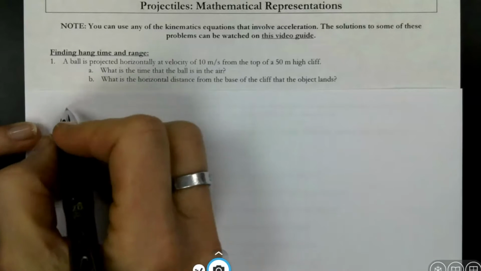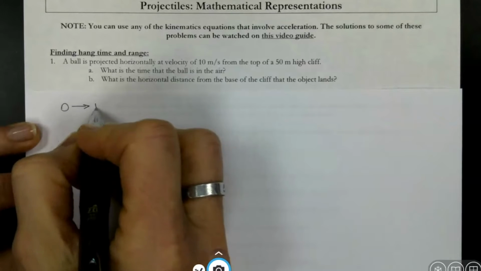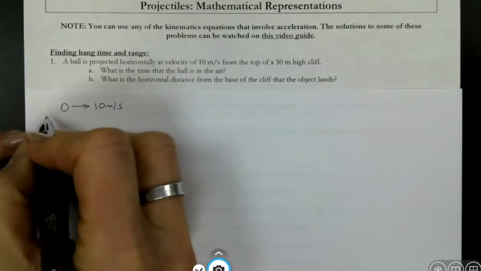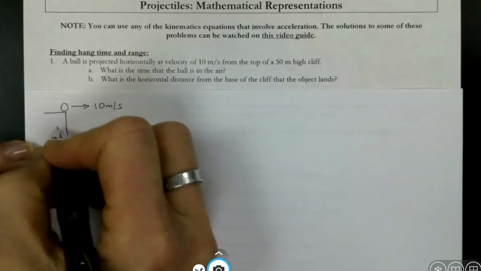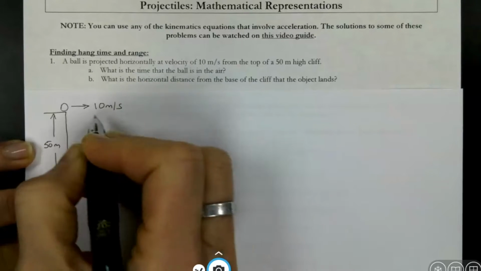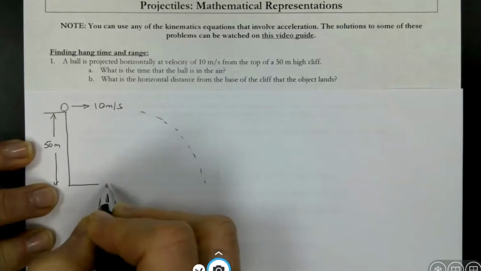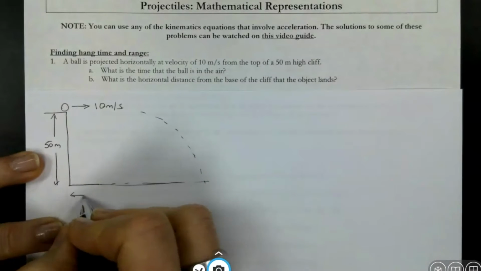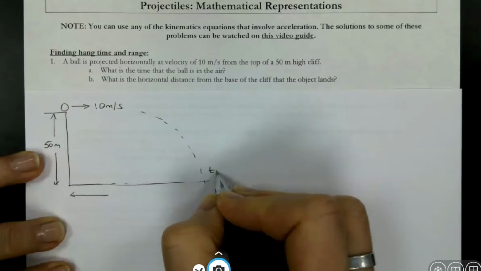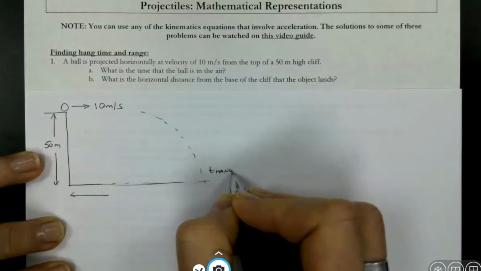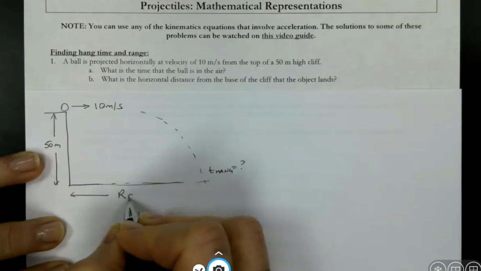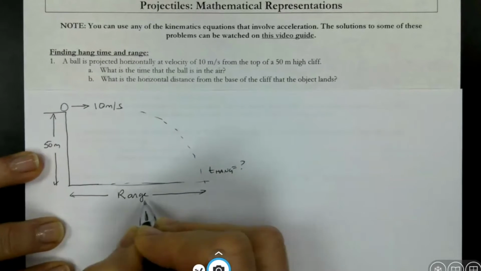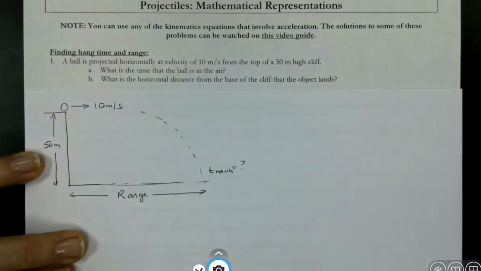All right, let's do some problems. The ball is projected horizontally at a velocity of 10 meters per second from the top of a 50-meter high cliff. Draw your trajectory. They're asking you to find the time in the air, so t hang, and we want to know range. So those are the two things we're trying to find.